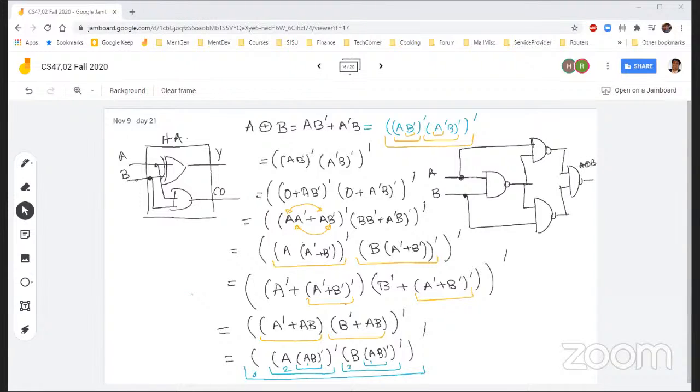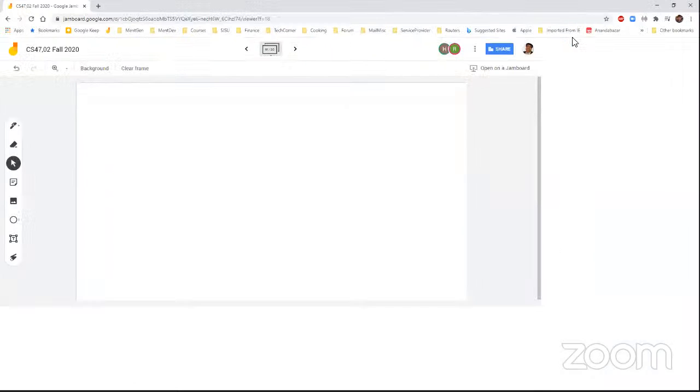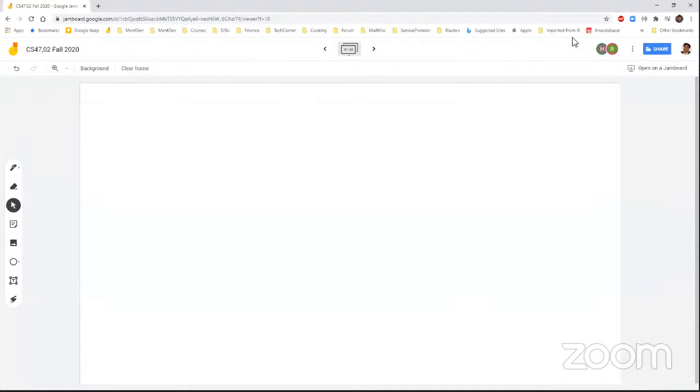Okay. So with that, let's try to count the components of these things. How many NAND gates are used for, let's say, a 32-bit adder, right? Let's say this is my problem. How many NAND gates? Let's say two-input NAND gates.